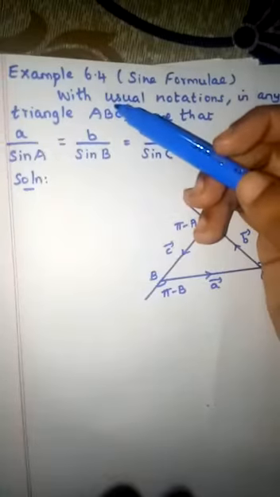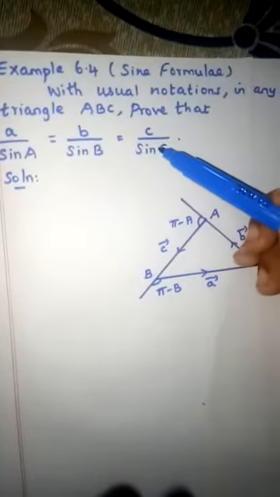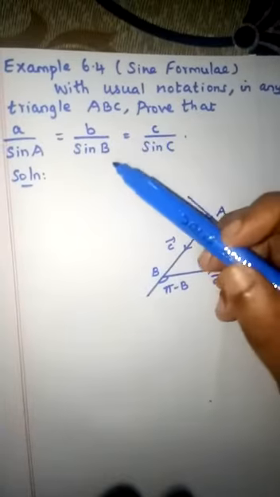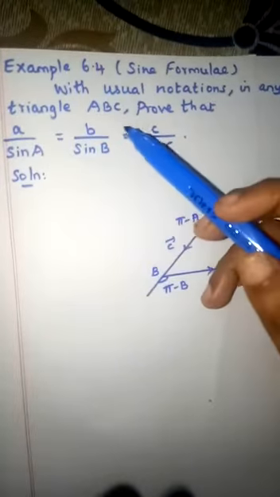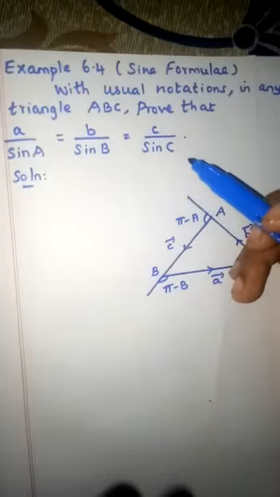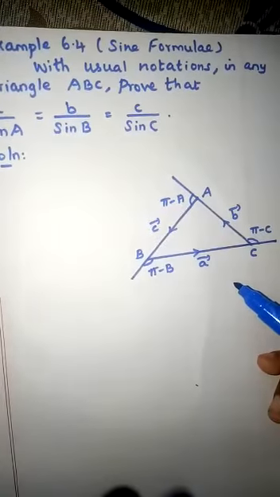Example 6.4. This is said to be the sine formulae. With the usual notations, in any triangle ABC, prove that a by sin A equals b by sin B equals c by sin C. So, the same diagram only we have here.